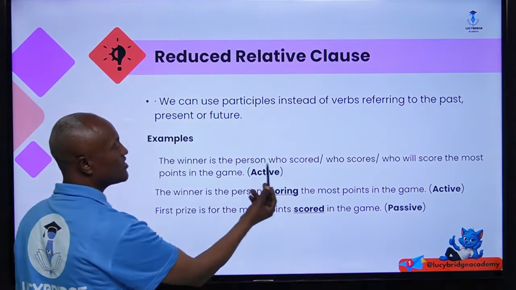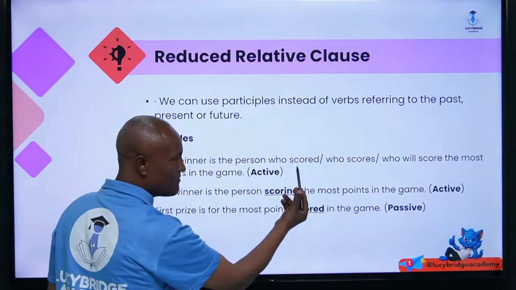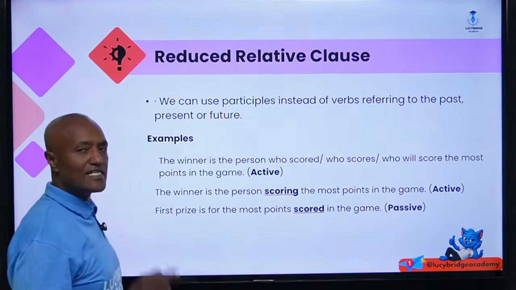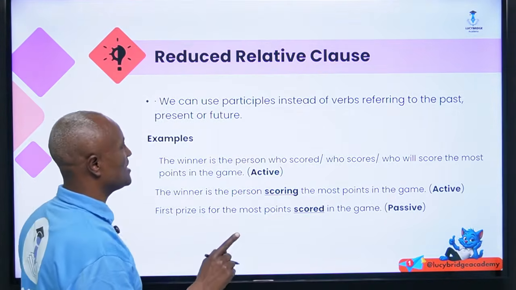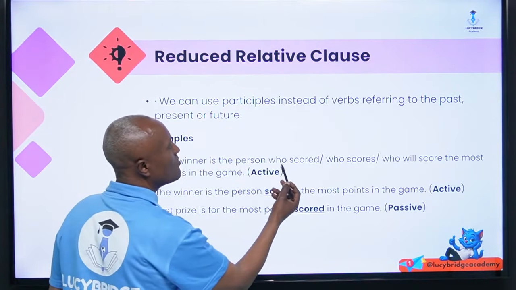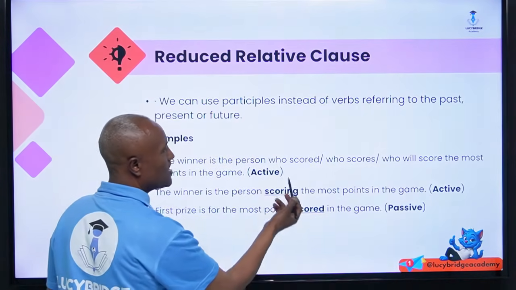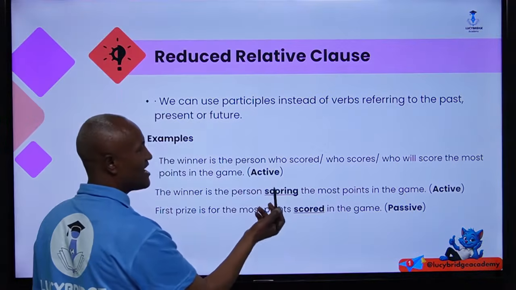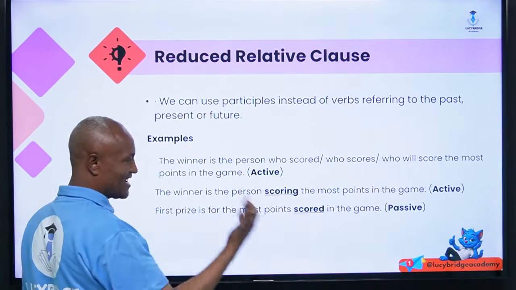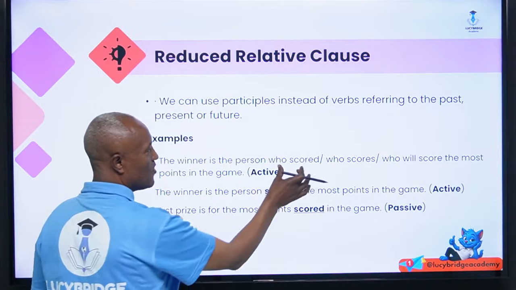The winner is the person who scored, is simple past; who scores, is simple present; who will score, is simple future. Remember that whatever the tense is, when it is active. Now when we say who scored the most points in the game, or who scores the most points in the game, or who will score the most points in the game, as I don't write again and again, that's why I make it for all the tenses.